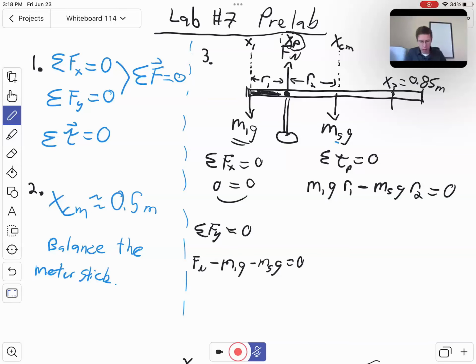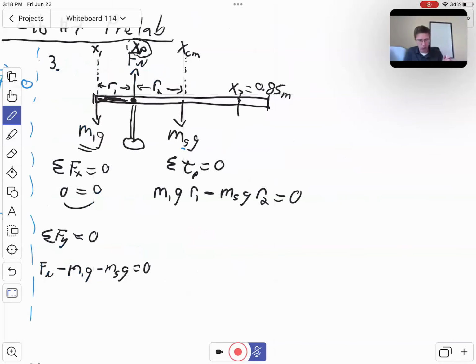So to do this, I'm going to create just a little more space for myself by sliding over. If I notice on here, this distance right here is R1. Maybe I'll switch colors just to make it a little more vivid here. So here's R1. R1 is just the distance between XP and X1. So if XP is 0.2 and X1 is the 2 centimeter mark, 0.02, then R1 is just 0.18, right? Similarly, R2 is just going to be the center of mass, where this force is, minus XP, the pivot location.